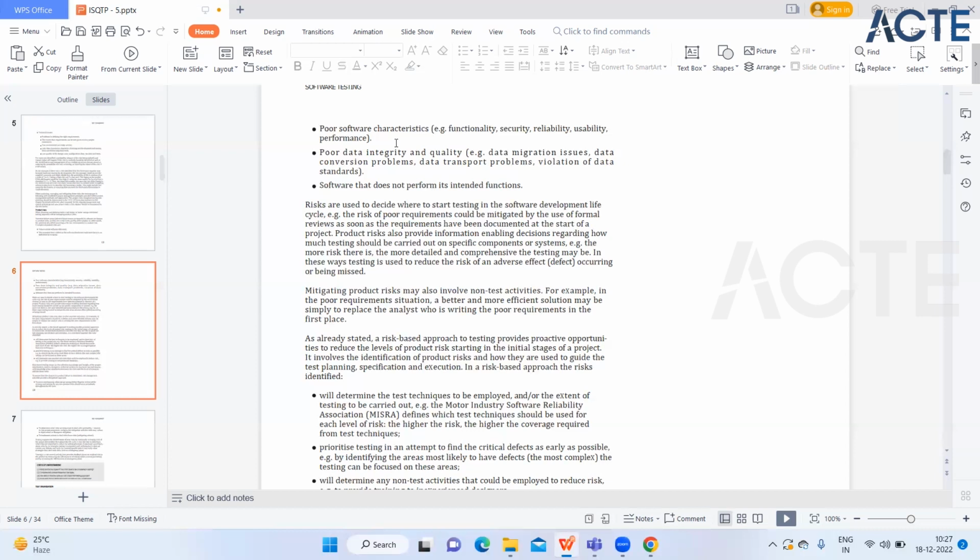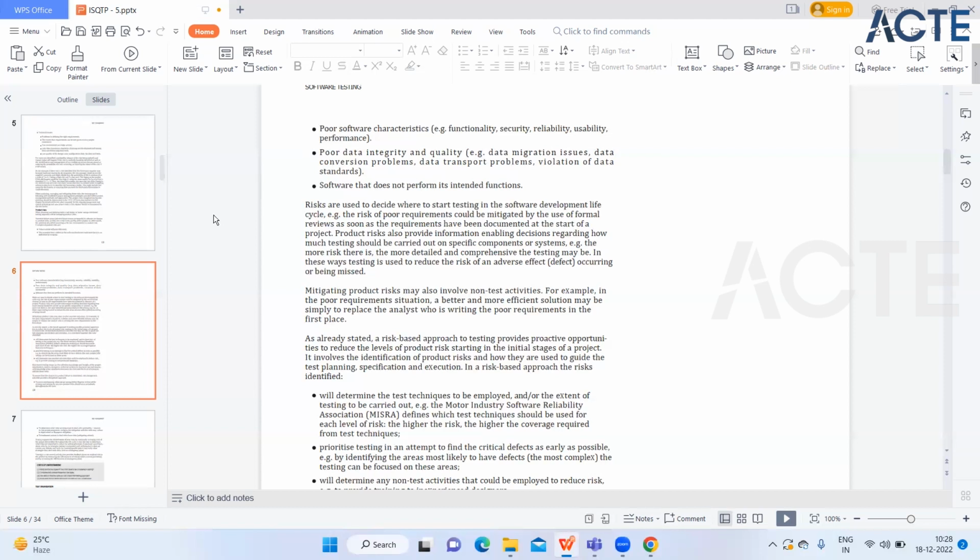So always remember, project risk is the risk associated with your project while it is in the development phase, and product risk mainly occurs after your product is delivered. So they have divided it accordingly into two parts, the project risk and the product risk.